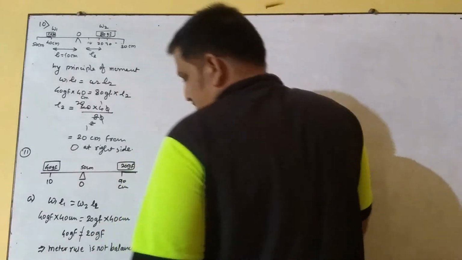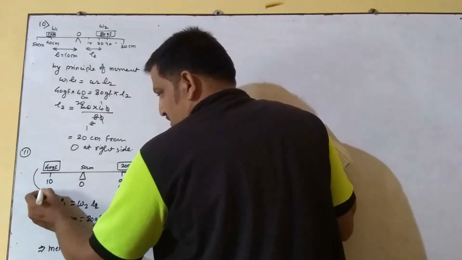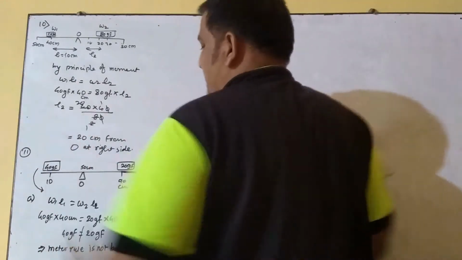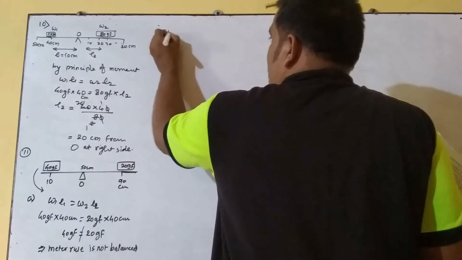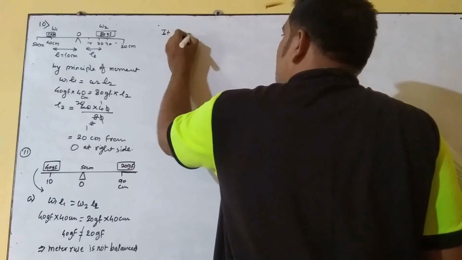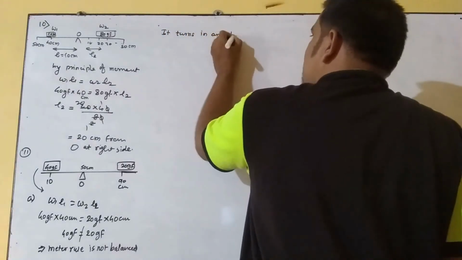Where does it turn then? 40 GF is more, and it is due to this W1 weight, so it turns in anti-clockwise direction.